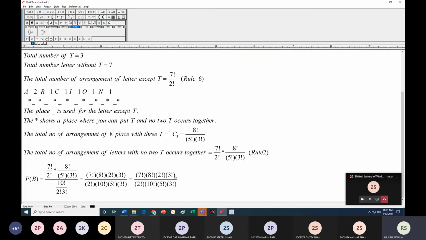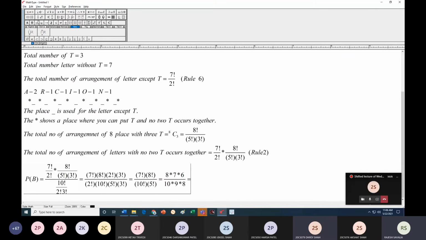Now let us cancel 2 factorial and 3 factorial. They are cancelled. Next, 7 factorial divided by 10 factorial. What is your answer? 7 factorial divided by 10 factorial will be 10 into 9 into 8. Next, 8 factorial divided by 5 factorial is 8 into 7 into 6. Any doubt?